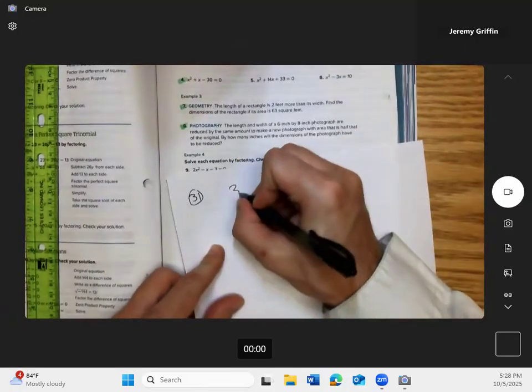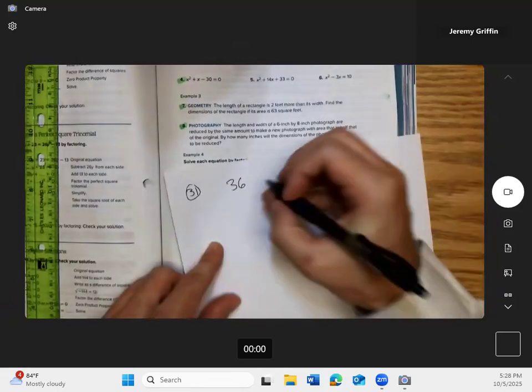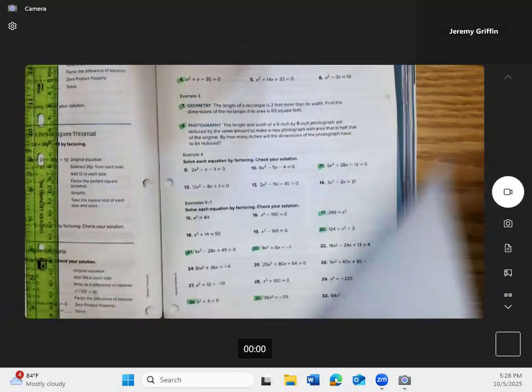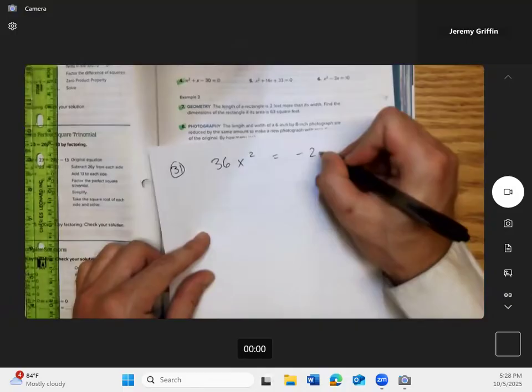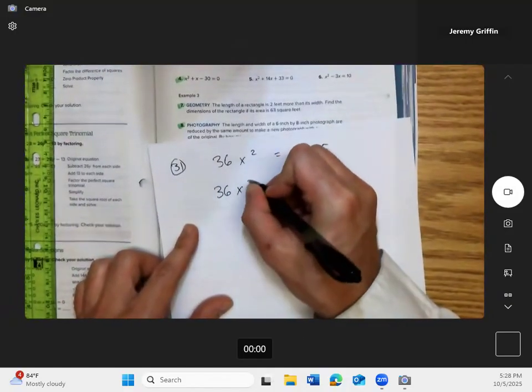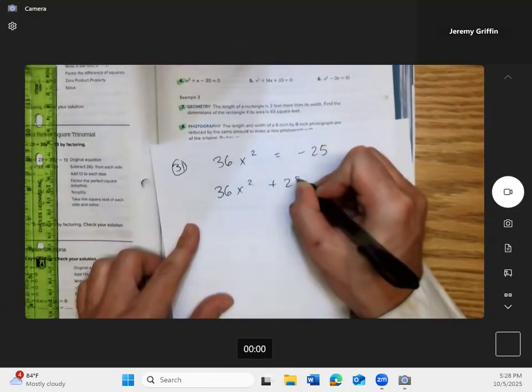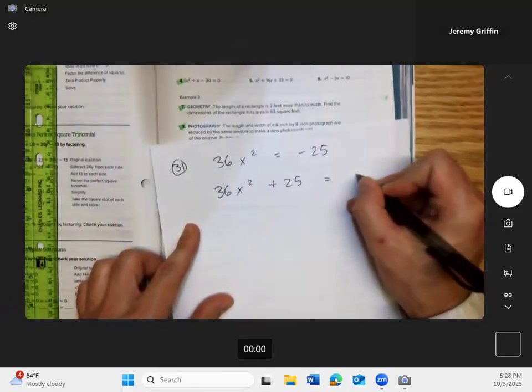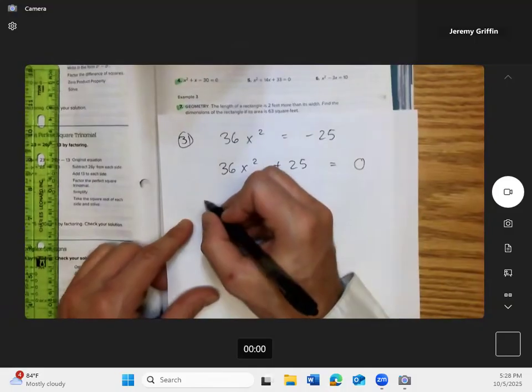Okay, then 36x squared equals negative 25. Huh. All right, well, add 25 over. 36x squared plus 25 is equal to 0. So this is going to be another imaginary set. Okay?